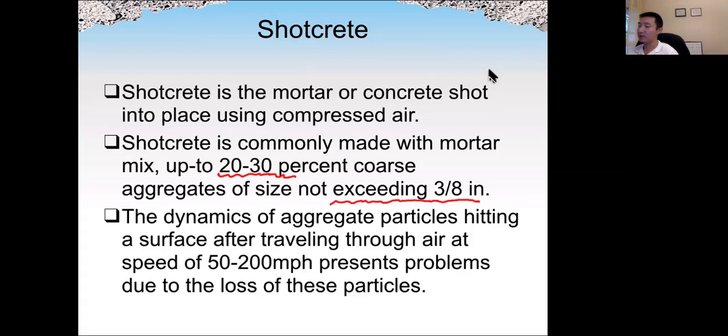If there's too much coarse aggregate, we're going to lose these coarse aggregate particles when the concrete bounces off the wall. The velocity of the concrete we shoot is very high, from 50 to 200 miles per hour. So if we use a lot of coarse aggregate, we will have a loss of particles problem.